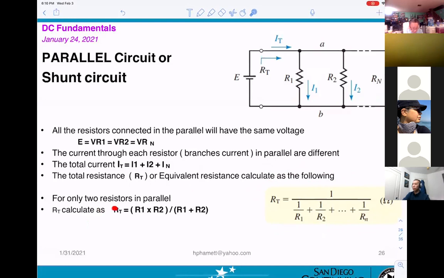For only two resistors in parallel, you can use this formula: R total equals R1 times R2 divided by R1 plus R2. That only applies to two resistors.